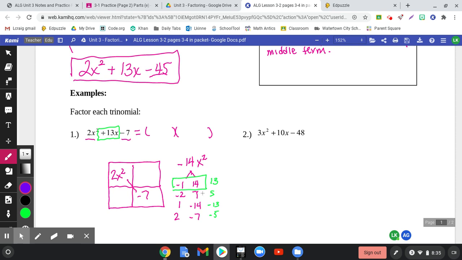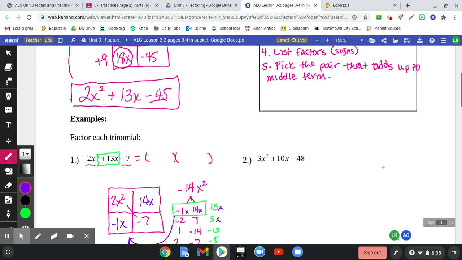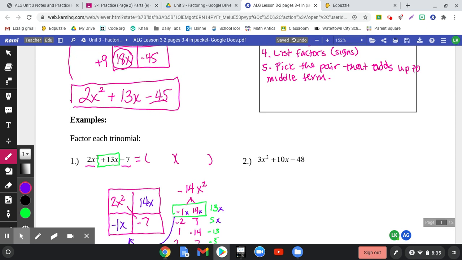So anyways, once you have those, you're going to put those 2 numbers in the boxes. Doesn't matter which one, it does matter the sign. And I left the x's off, but that's what's happening. Negative 1x and 14x gives you 13x. Negative 2x and 7x gives you 5x. All right. So now let's go back up here, and we're going to put those in the 2 boxes that are still open.